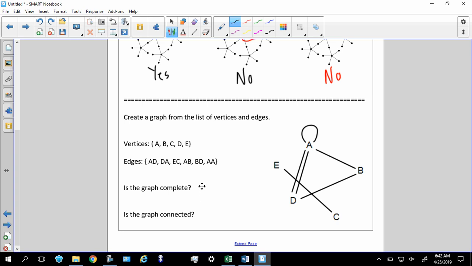Is this graph complete? No, because I can easily start drawing more edges. Is it connected? No, it's not connected. Now I'll highlight it so you can see it. Here is one graph, which is a triangle. And then here's my other graph, which is EC, lying on top of it, but it's not connected. So the answer is no.